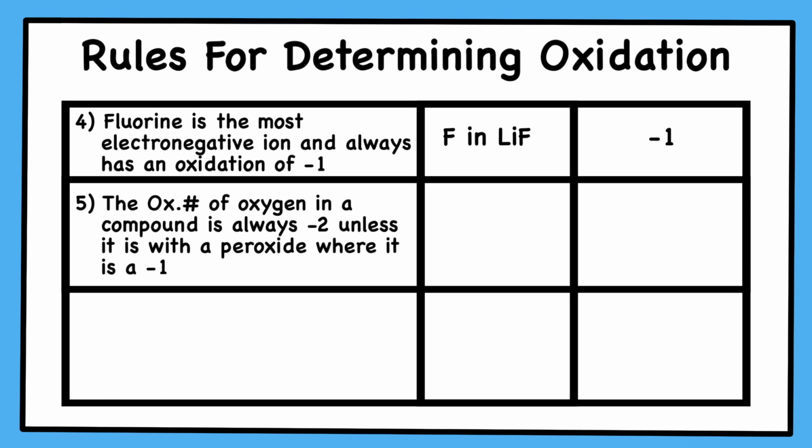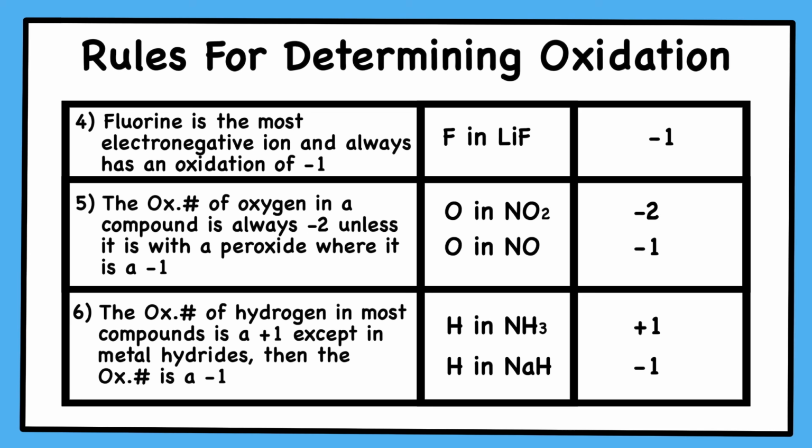Our fifth rule is the oxidation number of oxygen in a compound is always -2, except in peroxides, such as O2 or H2O2, where the oxidation number is -1. So the oxidation number of oxygen in NO2 is -2, while the oxidation number of oxygen in H2O2 is only -1. Our sixth rule is the oxidation number for hydrogen is +1 in most compounds, except when it is paired with a metal to form a metal hydride. In that case, it's going to be -1.